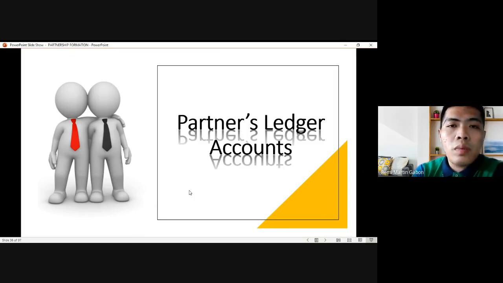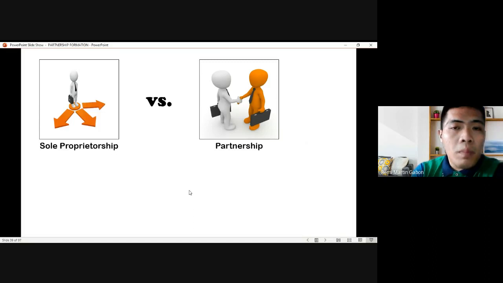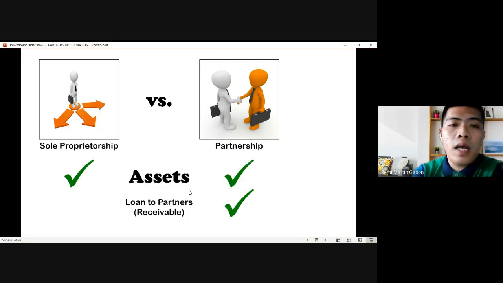So let's start with the comparison. Sole proprietorship versus partnership. As to asset, again, general accounts, they have it the same. But in addition, for partnership, there is a so-called loan to partners account. Okay, it is a receivable account, meaning the partnership lent something to a specific partner. So the partnership has a receivable from a specific partner.